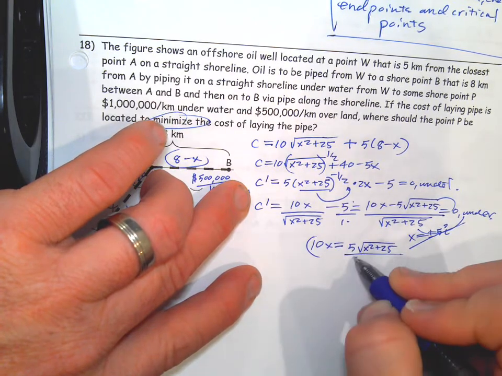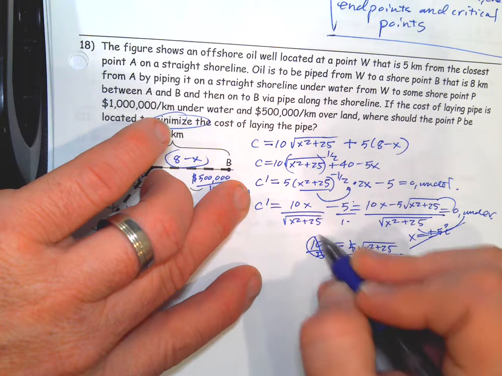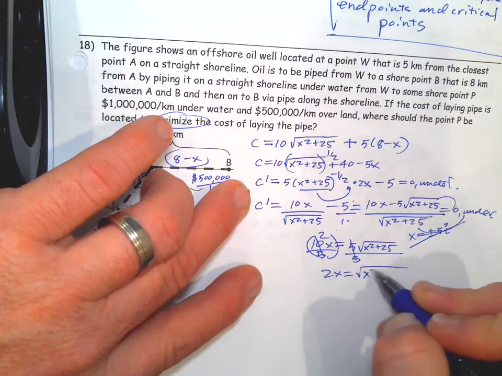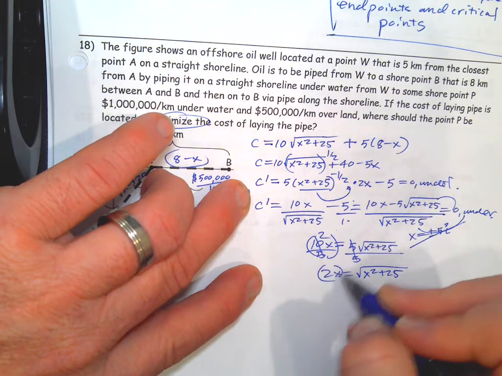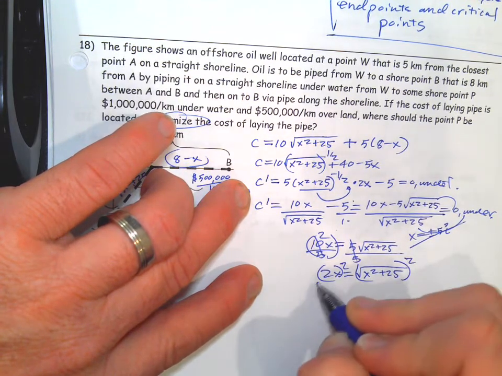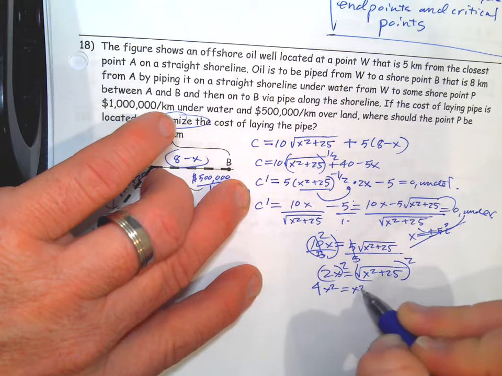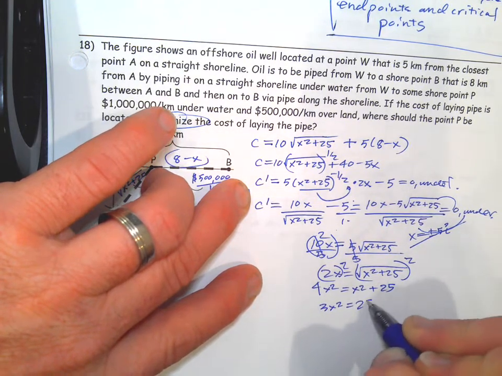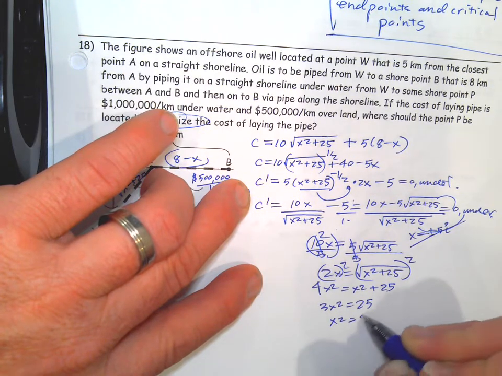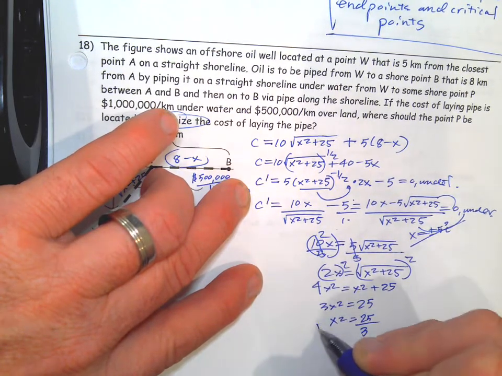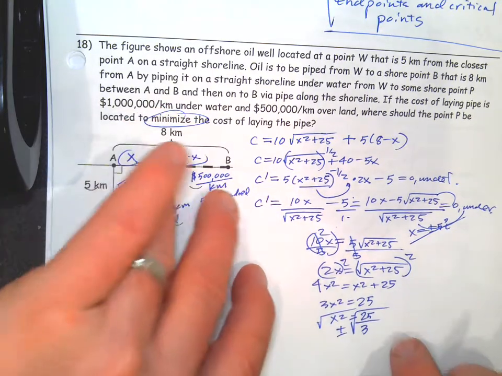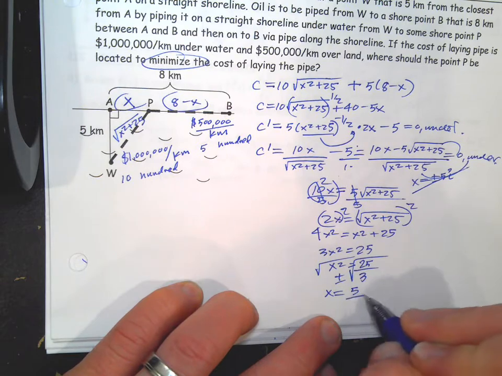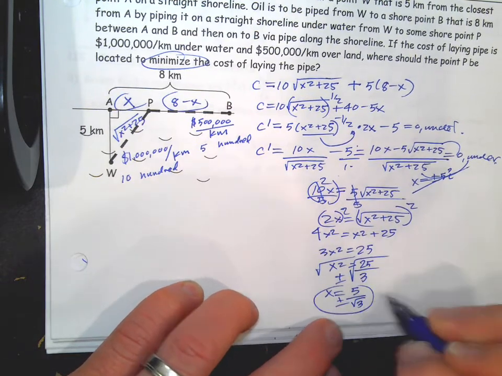We could divide a 5 out of both sides. That would make life a little easier. And then square both sides. You get 4x squared equals x squared plus 25. So then we get 3x squared, and x squared equals 25 over 3. So we're going to take the square root of both sides, plus or minus. I'm trying to finish up early, and just 2 minutes left. 5 over root 3, plus or minus. These are your critical points.